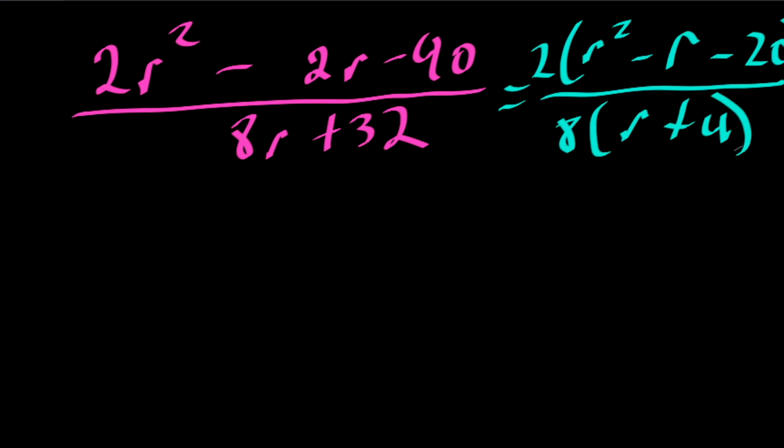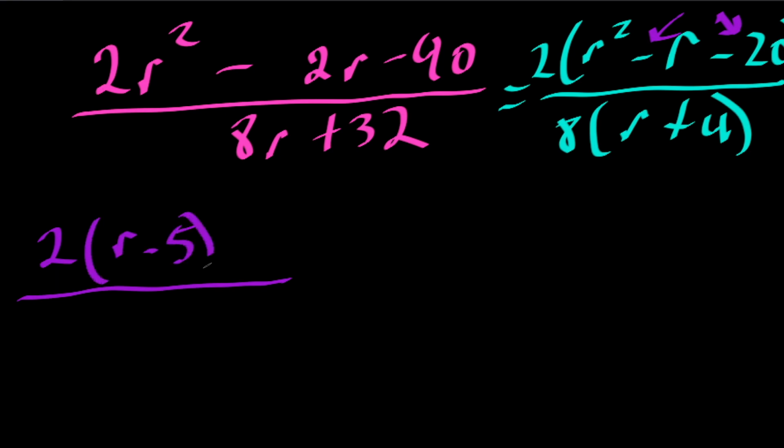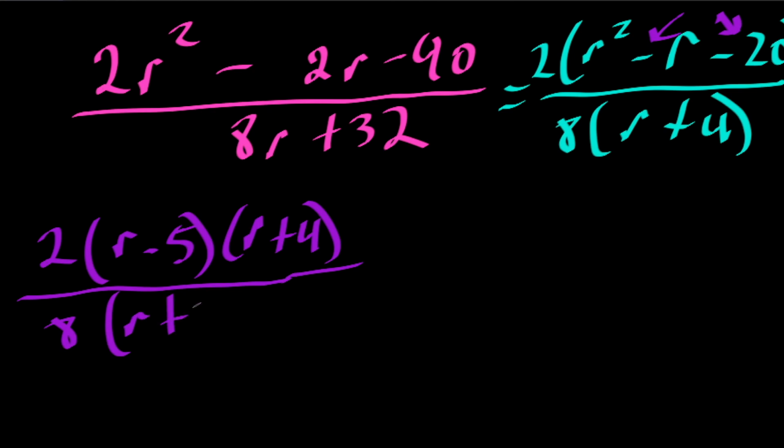Now, we already have our 2 out here on the top. Let's see what 2 numbers would multiply to give us negative 20 and add to give us this negative 1. And that would be a negative 5 and a positive 4. So we would factor this as r minus 5 times r plus 4. And then on the bottom, we have already completely factored this, so there's nothing else to factor. So now, watch what happens.